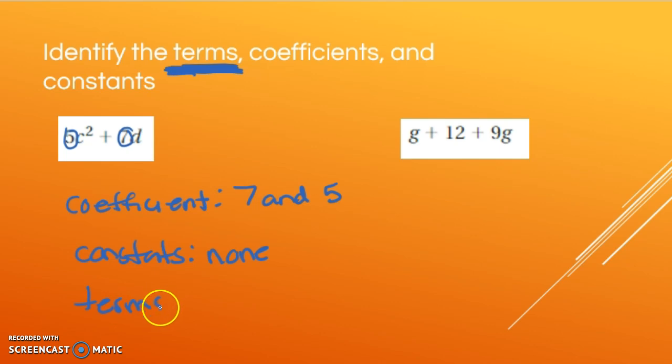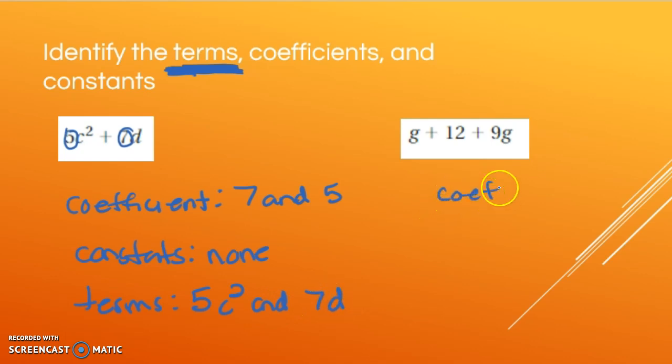Now terms, they're basically coefficients and variables stuck together with each other, or it can be a constant, but the main key is that they're usually separated with either a plus or minus sign. So I have two terms here. My first one is 5c squared. My second one is 7d.